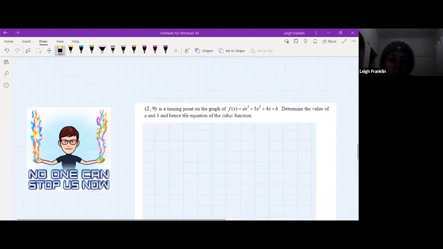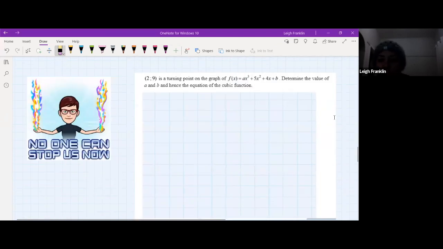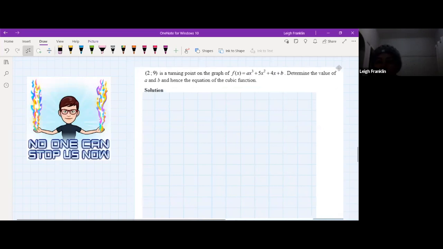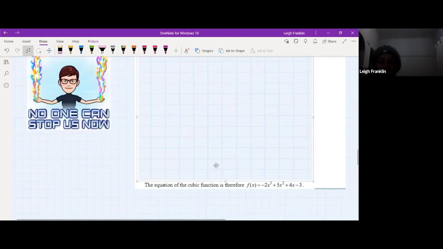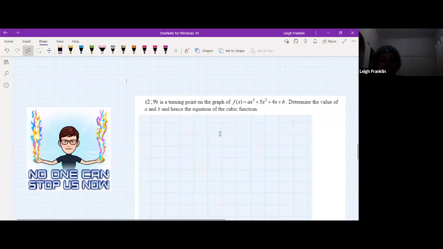All right, let's have a look at this one. They have asked us to determine the values of a and b, and hence the equation of the cubic function. I hope this is big enough. Let me make it a little bit bigger. So (2, 9) is a turning point on the graph of f of x equals ax cubed plus 5x squared plus 4x plus b. Determine the values of a and b.